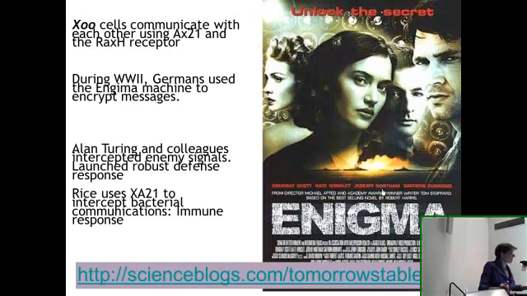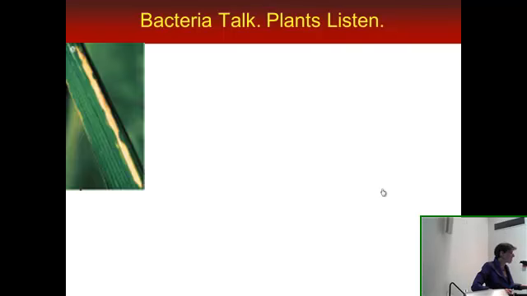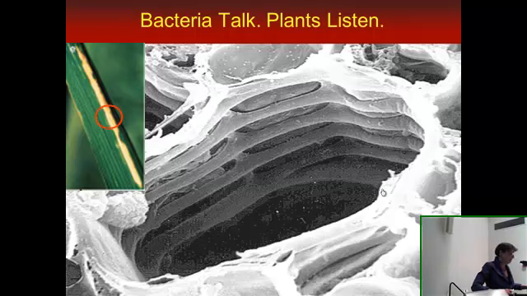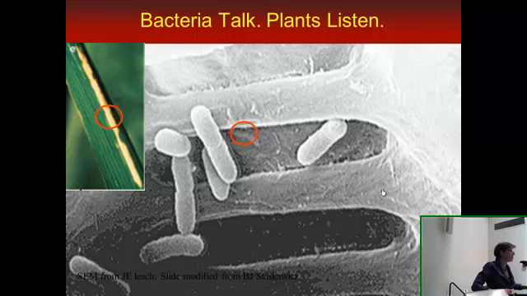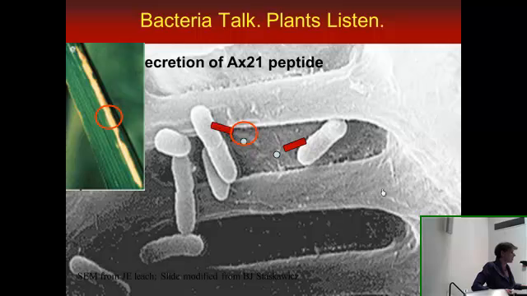And so I think of rice as Alan Turing. Basically, it's the receptor for intercepting communications and leading to an immune response. And I just diagrammed that again here. So here's the rice leaf, and inside the xylem of the rice plant, the bacteria will try to infect the parenchyma cells. They'll start to secrete these peptides to each other. Then very early in the infection, XA21 recognizes this molecule and activates the defense response.